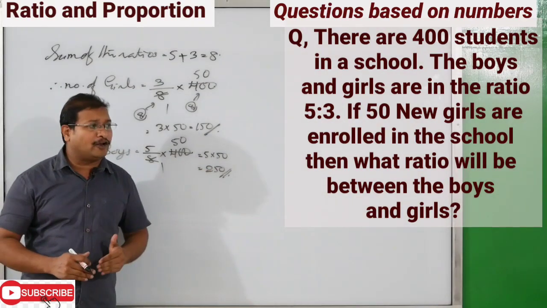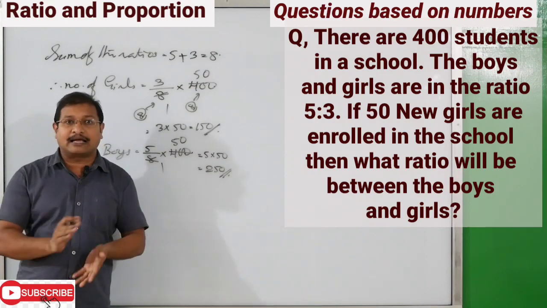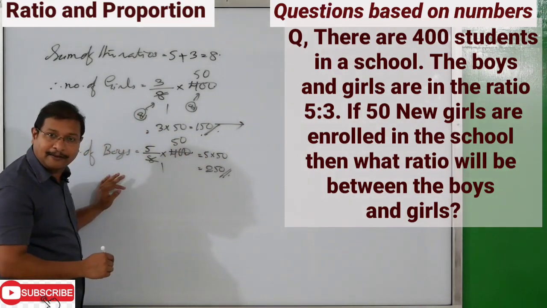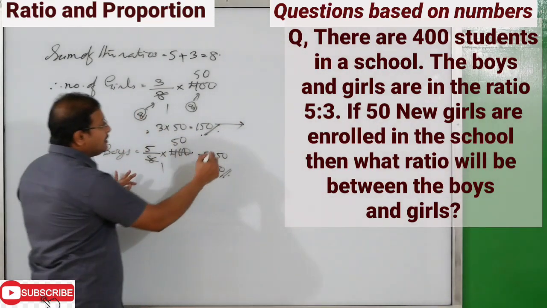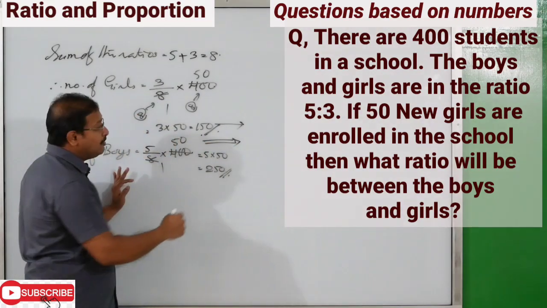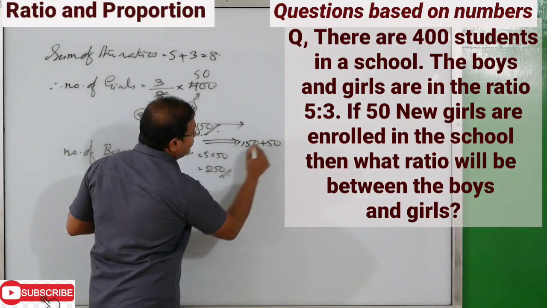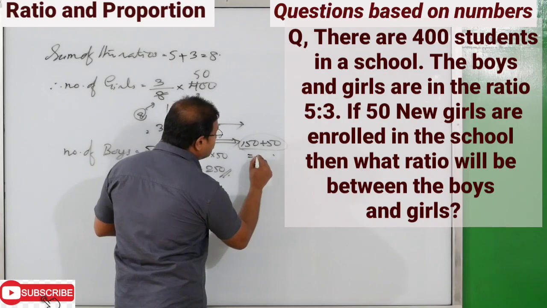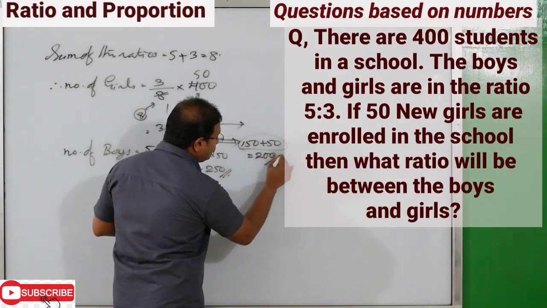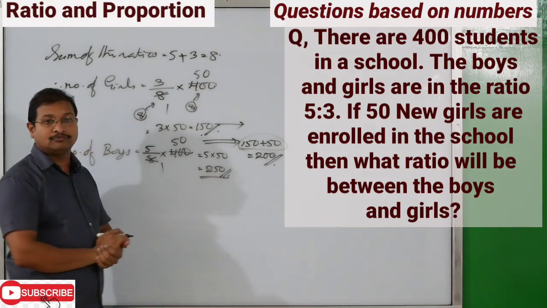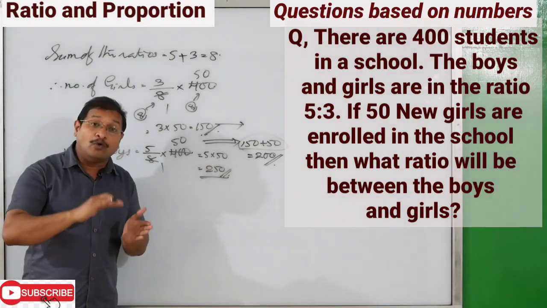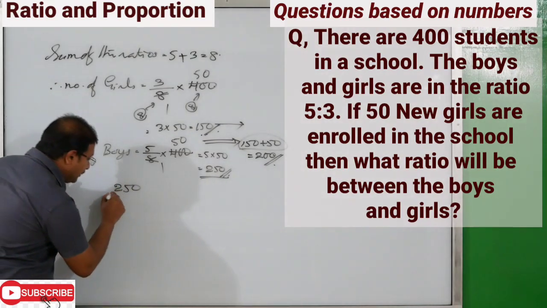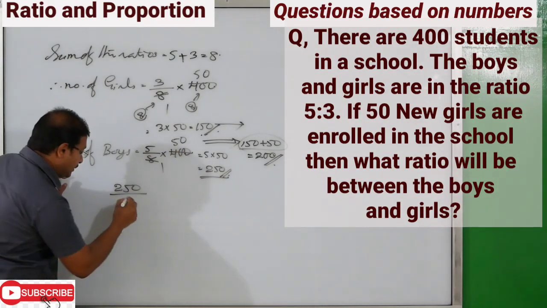If 50 new girls are enrolled in the school, 50 new girls are coming. That means what will happen? The number of girls will increase. It is already 150. So 50 new girls are coming means now the total number of girls will be 150 plus 50, because 50 girls are enrolled extra, isn't it? That means the total number of girls in the school is now 200. And of course the boys number is not changing. Now what do you want? We want the ratio between boys and girls now. That means what you'll do? 250, that is boys number, divided by girls number, now 200.